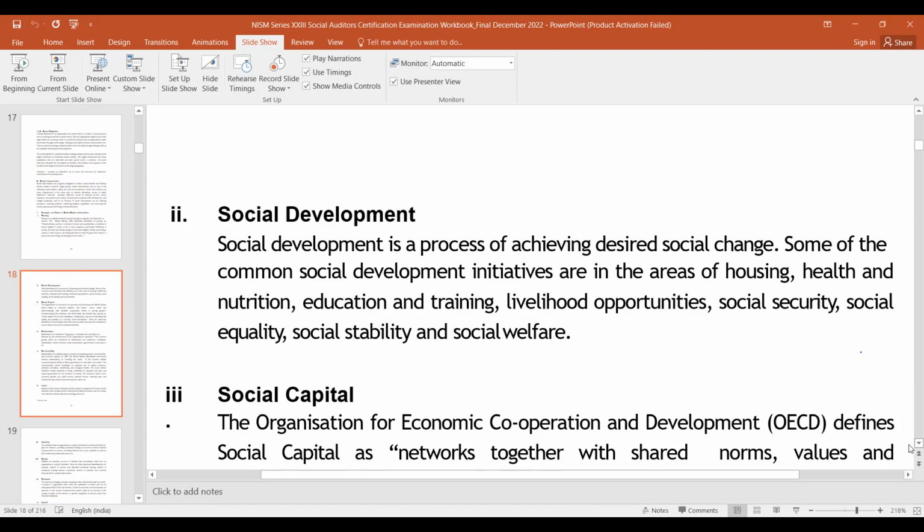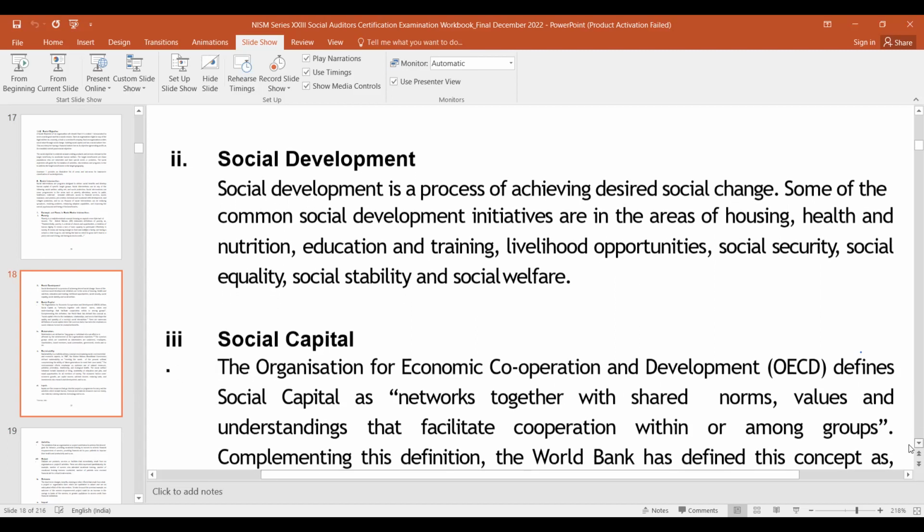Then social capital. और ये सारा कहाँ पर cover हो रहा है हमारा? ये हो रहा है social interventions में. So these are the concepts and terms in social sector interventions. So the first concept was poverty, second was social development, third is social capital.